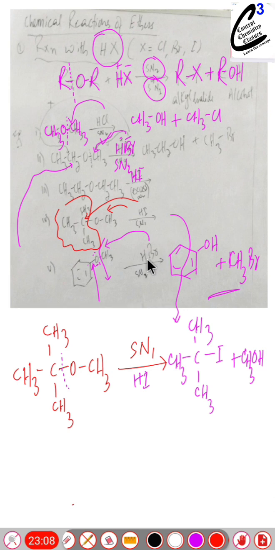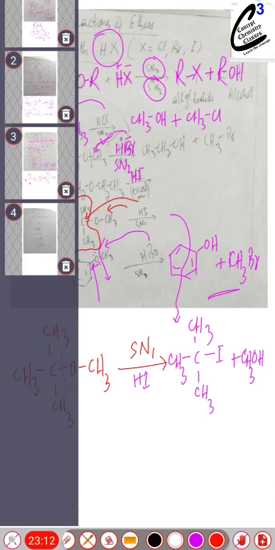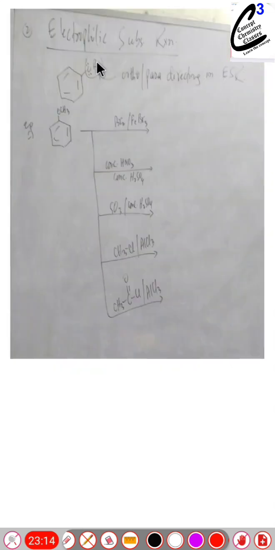Let us move to the next type of chemical reaction, which is electrophilic substitution reaction. This is the second and the last type of chemical reaction of ethers in your NCERT syllabus. This is electrophilic substitution reaction, ESR you can say, and here we must take an aromatic ether.